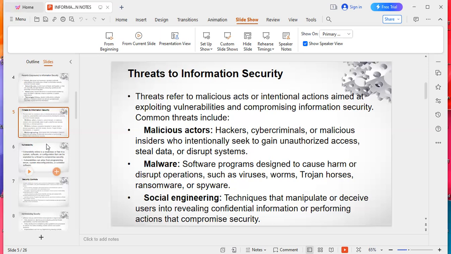And then we have something called social engineering, which is also a very big threat. These are techniques that manipulate or cheat or deceive the users into revealing confidential information or performing actions that compromise security. For example, you've had cases where you've received a phone call where somebody wants you to give your PIN number. They pretend to be maybe Safaricom workers, bank workers who want to upgrade your account, your PIN number. So they ask you for your current PIN number, and then they may interfere with your data.